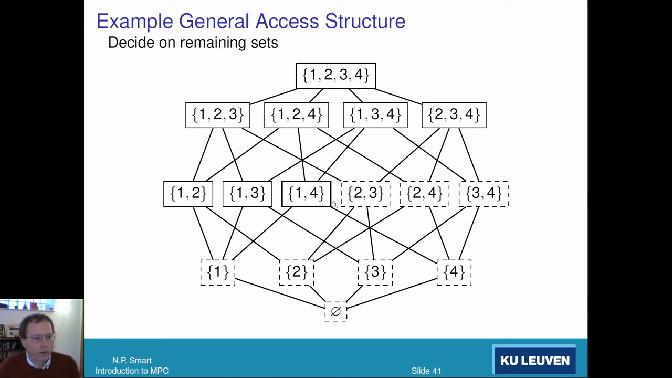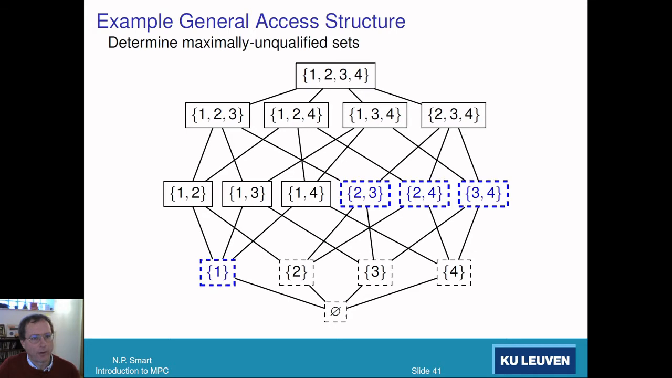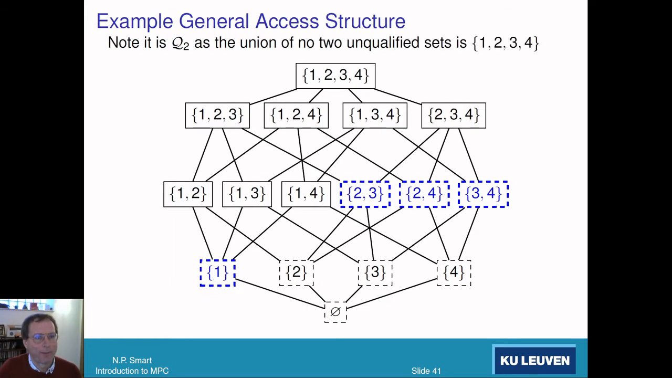So this is an access structure. Can we define a secret sharing scheme for it? What we do now is we define the maximally unqualified sets. So we've now got those maximally unqualified sets there. Now notice that this is a Q2 access structure because the union of no 2 unqualified sets is the whole set 1, 2, 3, 4. So 1 plus 2, 3 is missing 4. 2, 3 plus 2, 4 is missing 1, and so on. So there's definitely a Q2 access structure.